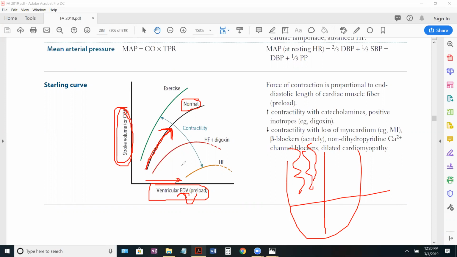If we increase the preload in the heart and the heart keeps on contracting at the same contraction strength, do you think that we will be able to increase the stroke volume even in the presence of increased preload? It should not be able to increase.